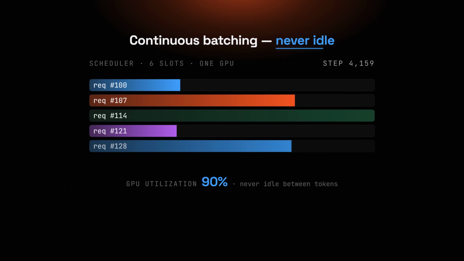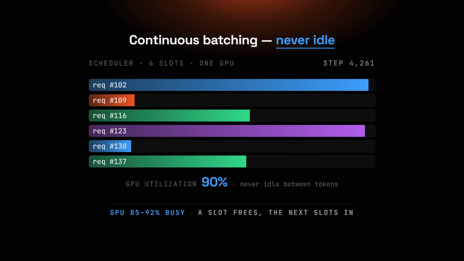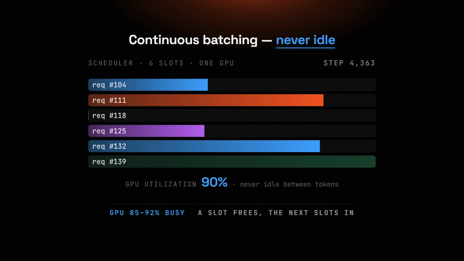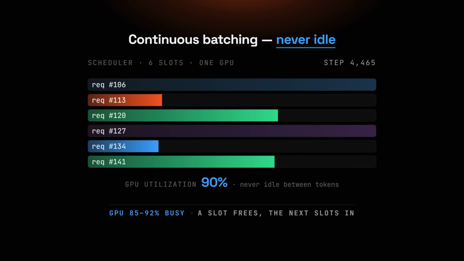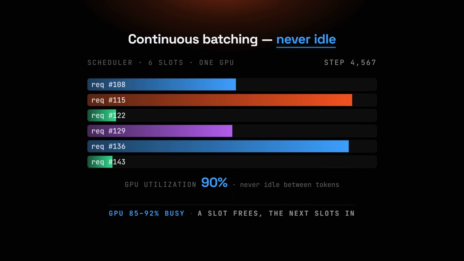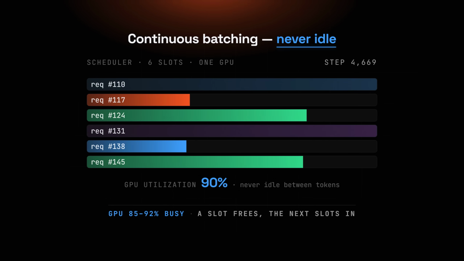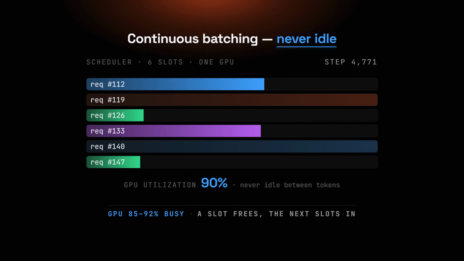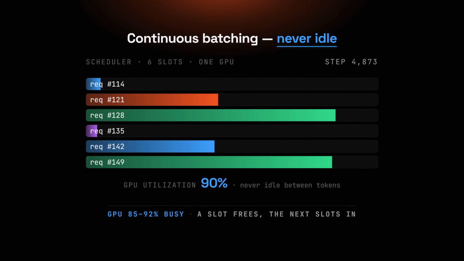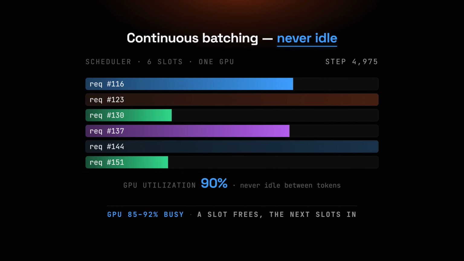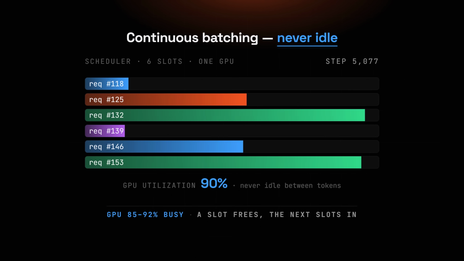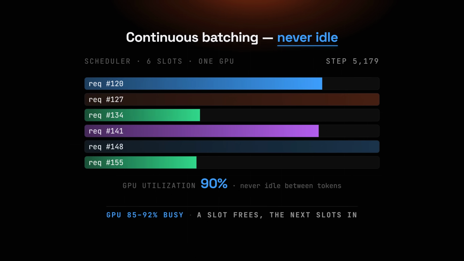On top of that sits continuous batching. The instant one request finishes a token, a waiting request slots into the gap, so the GPU never idles between steps. Under heavy load, vLLM keeps the card 85 to 92% busy, where older servers left a third of it sitting idle, and idle silicon is money you already paid for.